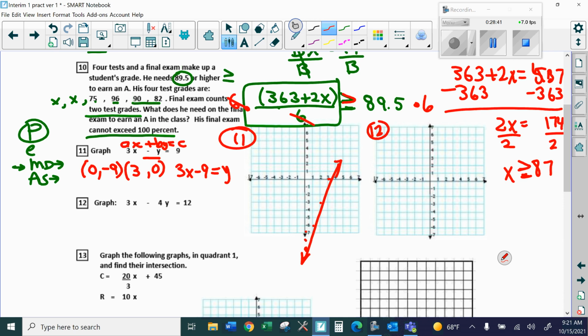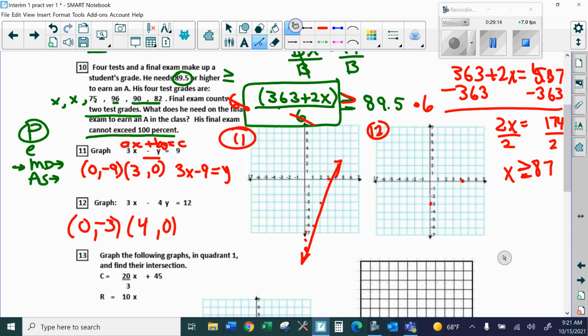Next one, I have another standard form one. A little harder. So again, the easiest points to plot are the x and y intercepts. If x is 0, this crosses out, y is -3. If y is 0, this crosses out, and 3x equals 12, x equals 4. So there are my 2 points to plot: 4, 0 right there, and 0, -3 right there. Then go ahead and draw your segment through there.